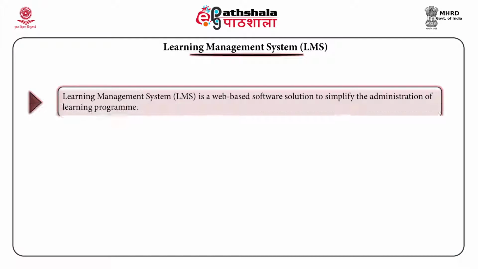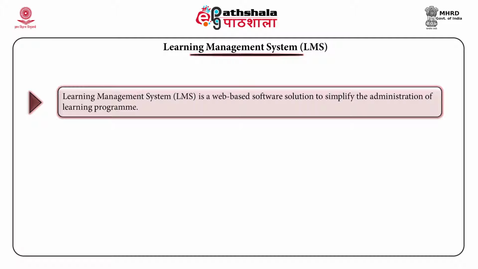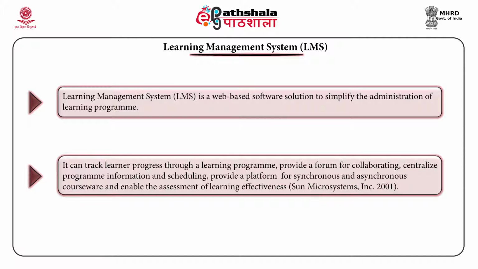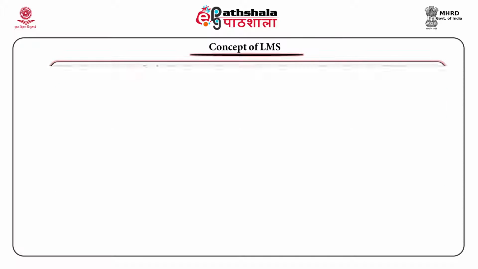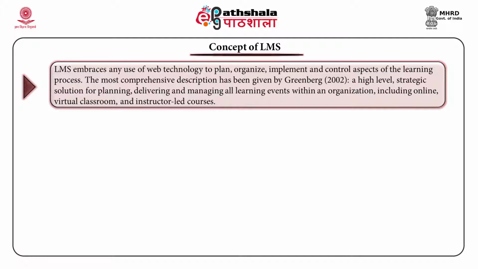A learning management system is a web-based software solution to simplify the administration of a learning program. It can track the learner's progress through a learning program, provide a forum for collaborating, centralize the program for information and scheduling, provide a platform for synchronous and asynchronous courseware, and enable the assessment of learning effectiveness. This was the definition given by Sun Microsystems in 2001. A learning management system embraces any use of web technology to plan, organize, implement and control aspects of the learning process.